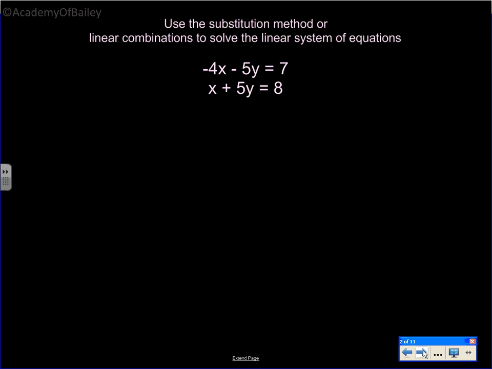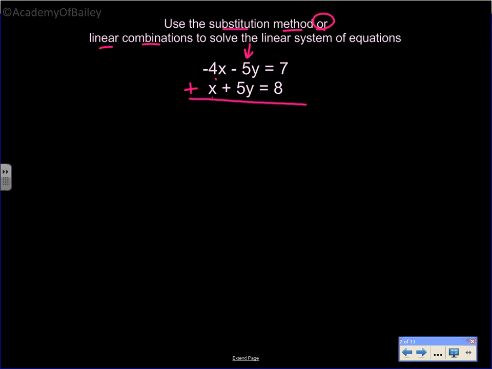Let's read the directions. First, it says use the substitution method or linear combinations. So it's either one of those two that we're going to be using. In this case, we're going to be using linear combinations because if we notice, the numbers in front of y are both 5 and they are opposite of each other. That's the whole goal, to try and get opposite numbers in front of one variable. In this case, it just happens to be y. So we're going to add both of those equations together.